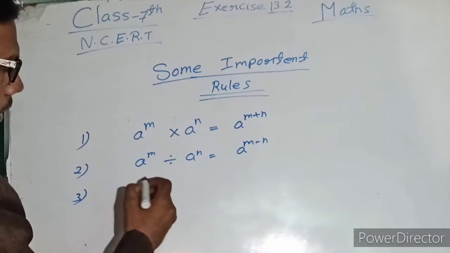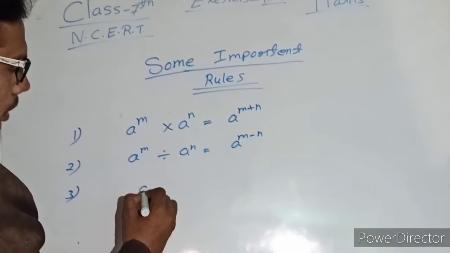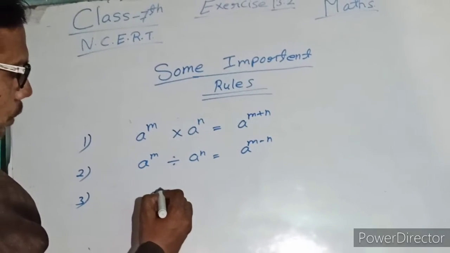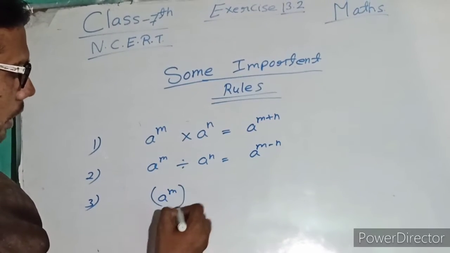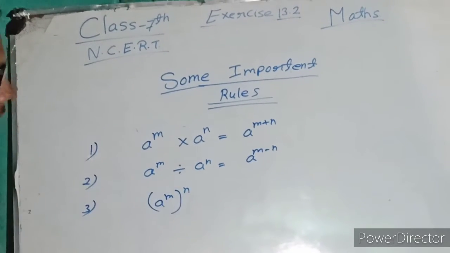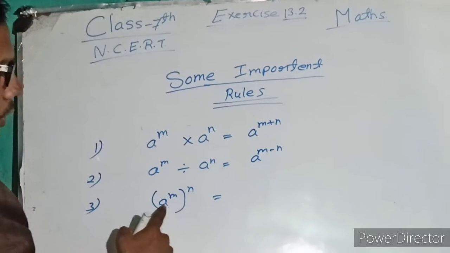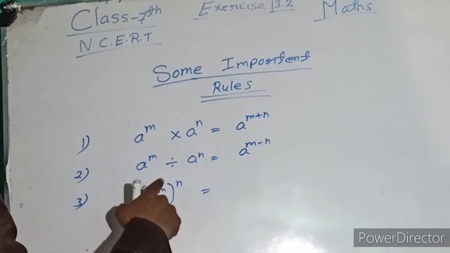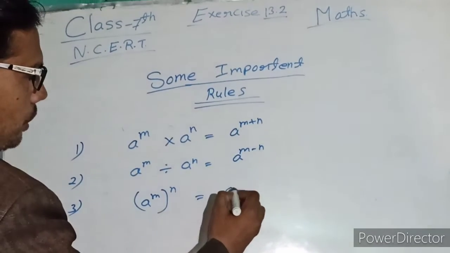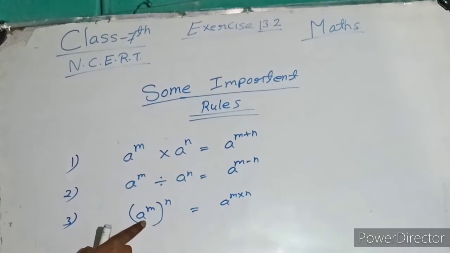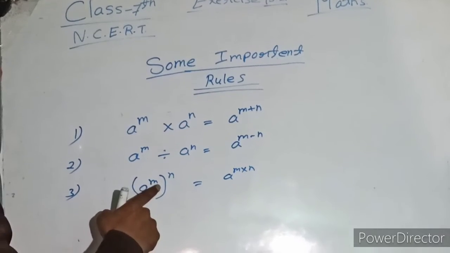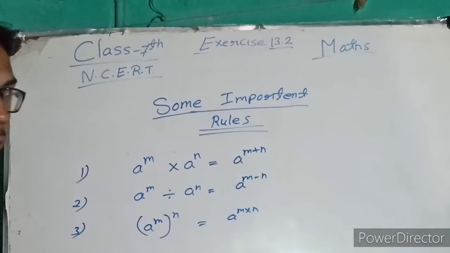Now we look at the third rule. If we have been given a question like this, a raised to the power m and the whole power is n, it means you have a power on a power. So you just multiply the powers, m into n, because the base is only single here. So the power will be multiplied like this.